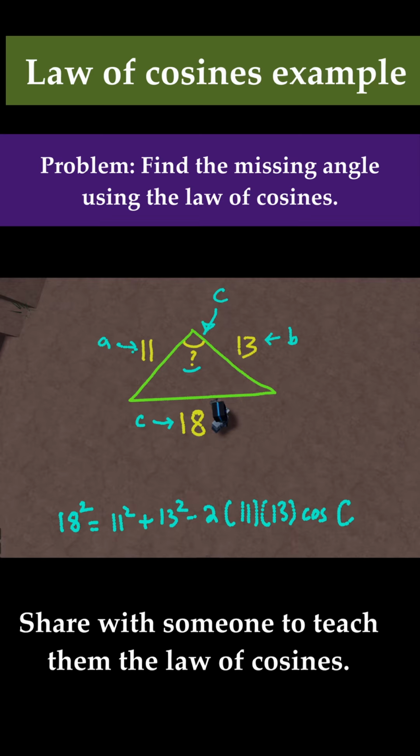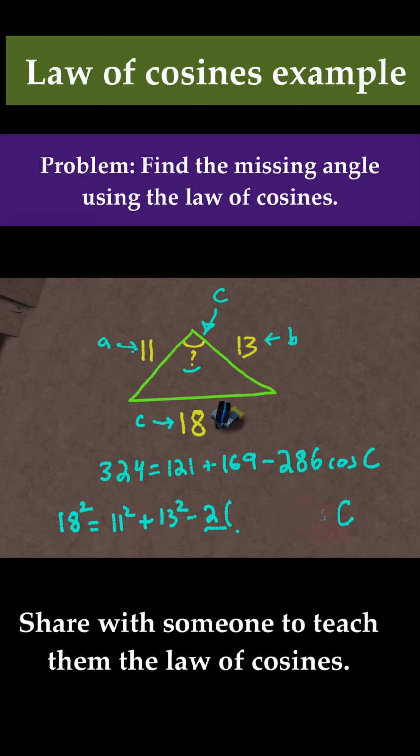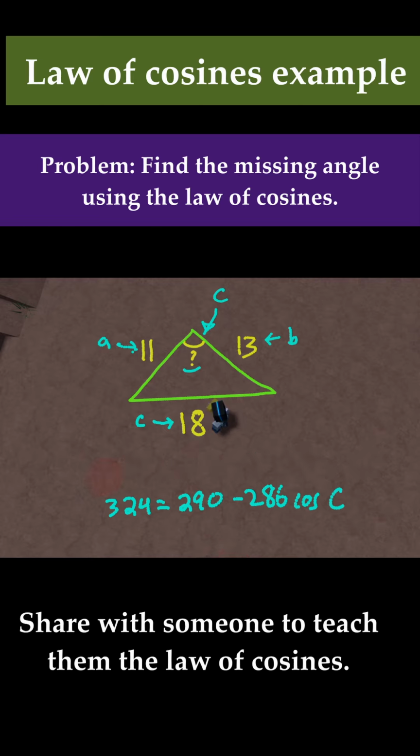So 18 squared, that is 324. 11 squared is 121. 13 squared is 169, so plus 169. And then minus 2 times 11 times 13 is just 286 times the cosine of C. And I'll erase this all at the bottom now to continue simplifying. Now we have 324, and then that's equal to 121 plus 169 is 290 minus 286 times cosine of C. And then now just subtract 290 from both sides.